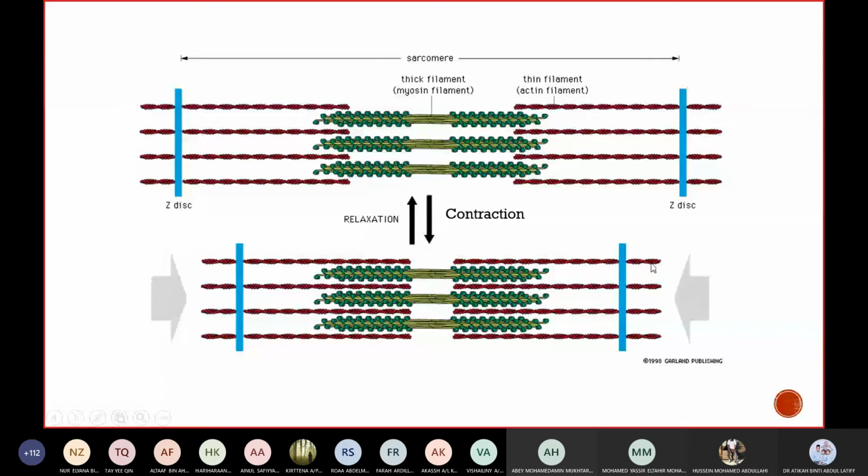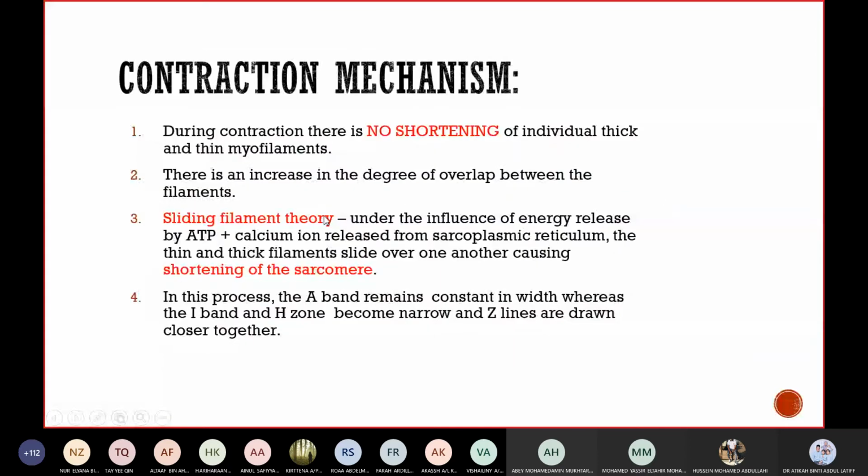Okay, so remember this: in a contraction there is no shortening of the actin or myosin filaments. However, there is sliding of the two filaments. And this is called the sliding filament theory. This one.